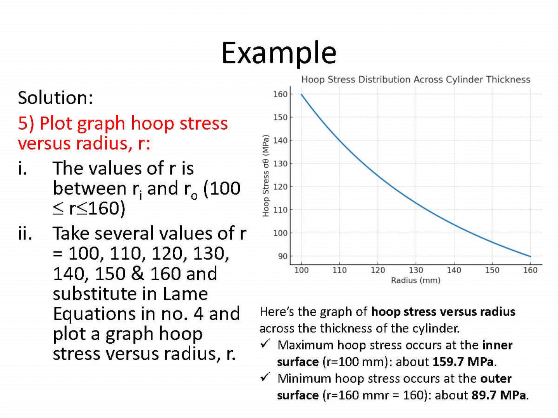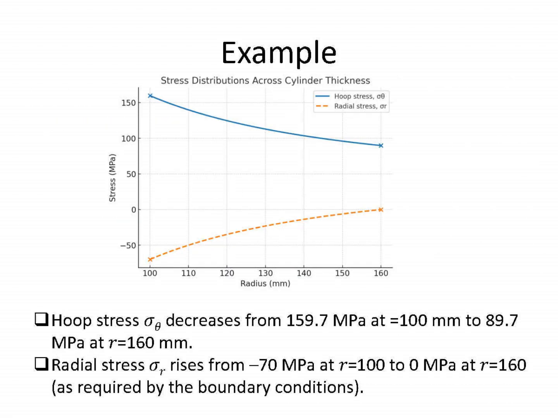Now, let us discuss the stress distribution. Hoop stress decreases gradually from the inner surface to the outer surface of the cylinder. This means the material near the inner surface experiences the highest tensile stress. Radial stress, on the other hand, starts at minus 70 megapascals at the inner surface and increases steadily to 0 at the outer surface. Finally, we sketch the stress distribution graph.